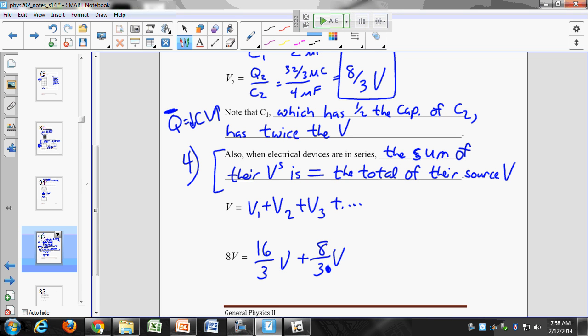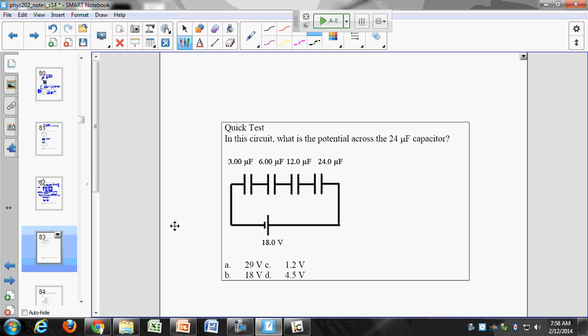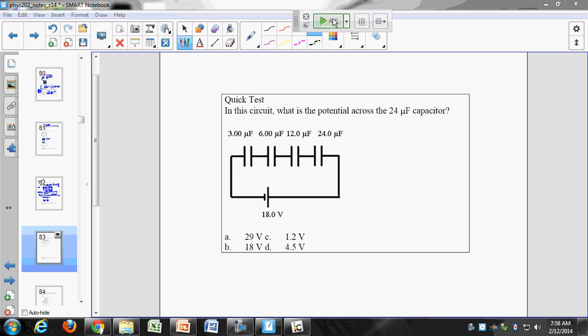So let's try this quick test. These are a little more complicated than the parallel circuits. In this one, you're going to have to find the equivalent capacitance first, and then find the charge on each capacitor, and then find the voltage on the 24 microfarad capacitor.